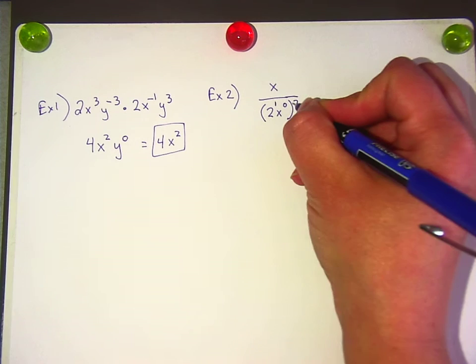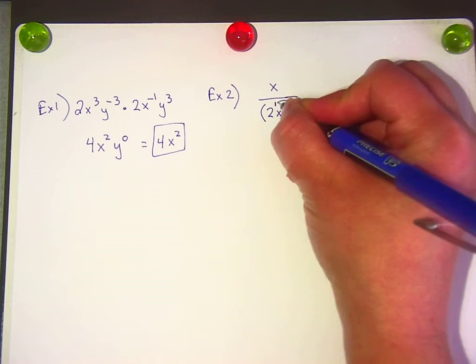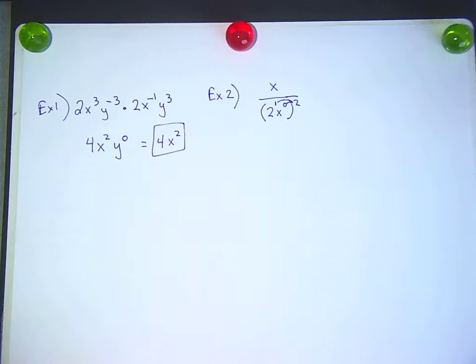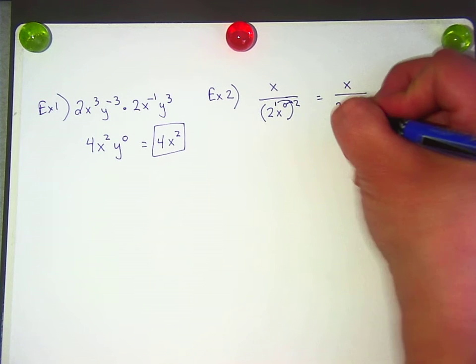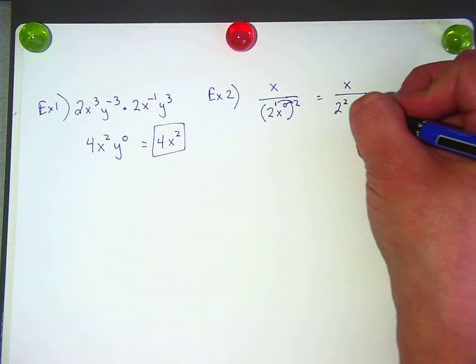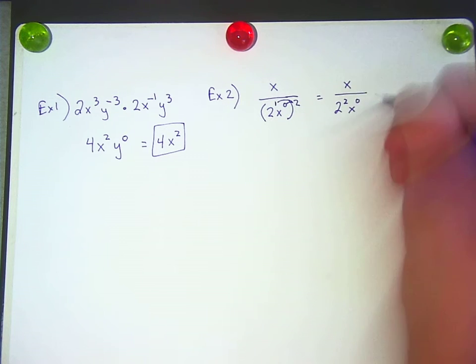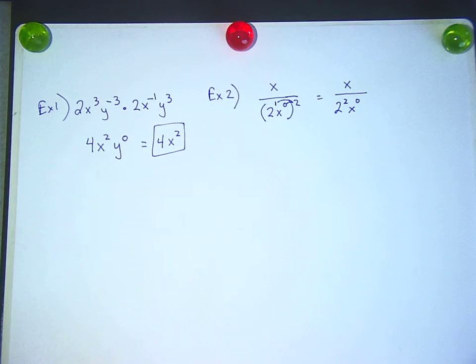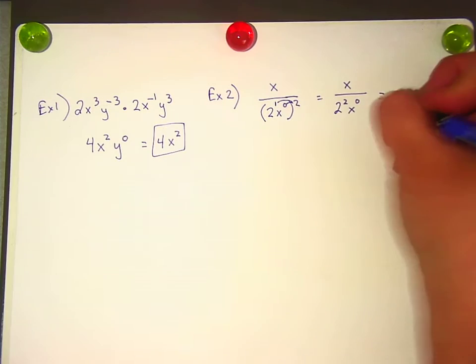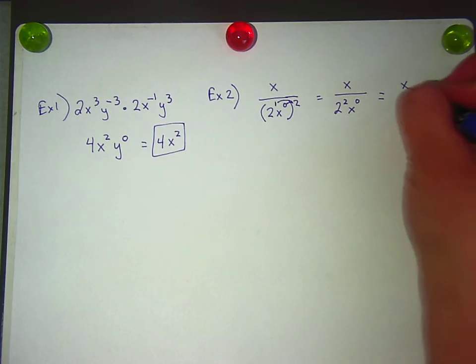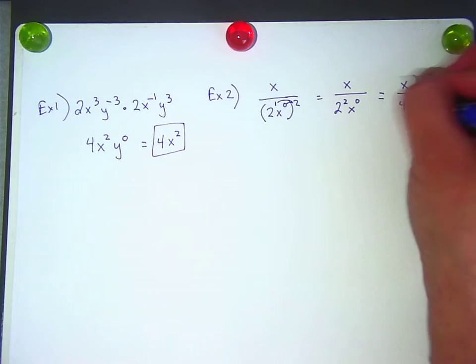So when you distribute that square, you've got to distribute it to both of those, which is x on top. On the bottom, it's 2 squared, and I guess what? 0 times 2 is still 0. And anything to the 0 power is just 1, right? So what's the final answer for this one? X over 4. Good, because 2 squared is 4.